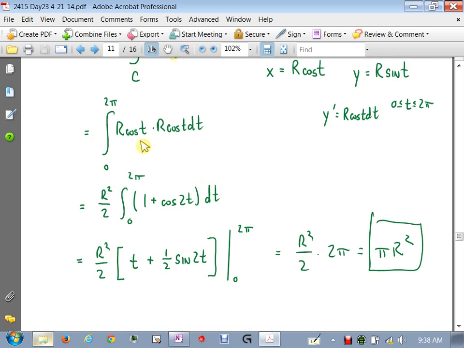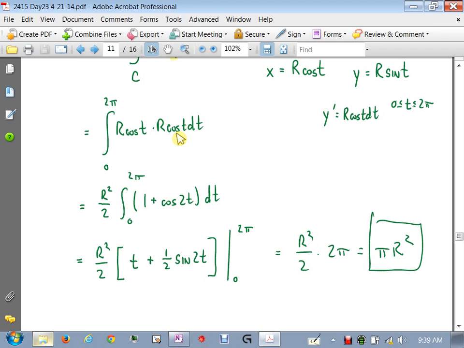Okay, look at this right here. Cosine t times cosine t is cosine squared t. If you look at your power reducing formula, how can I power reduce cosine squared t? As what? 1 plus cosine 2t over 2, right? So I said it's like a 1/2 that you could just pull out of everything.